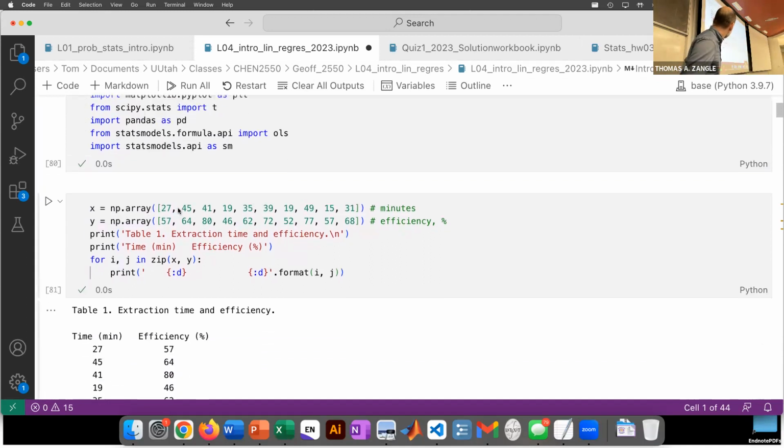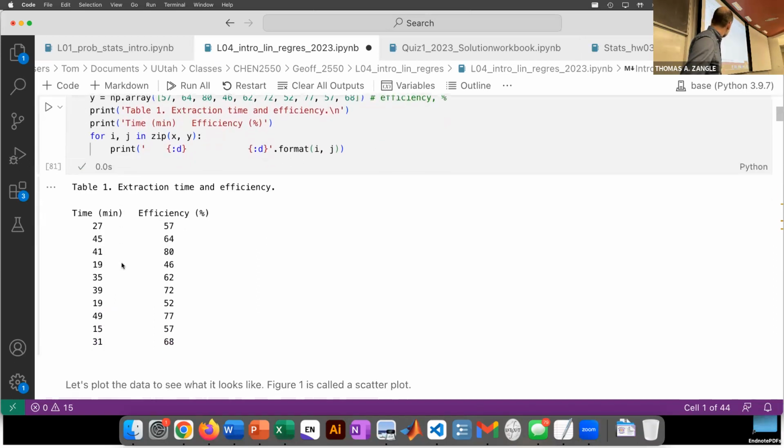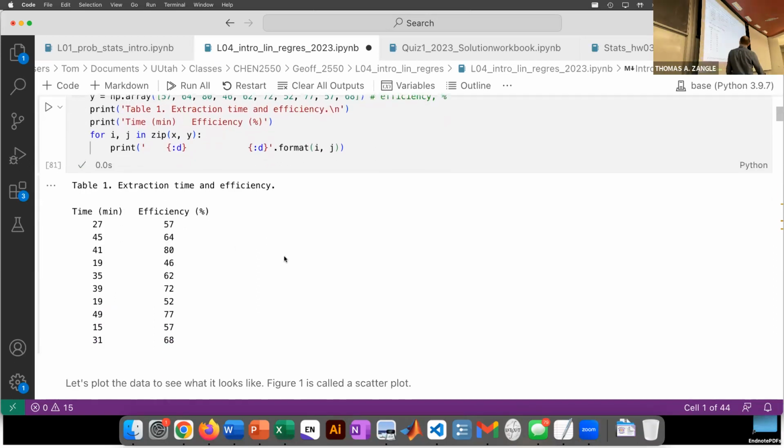But here's our data. We're going to be importing these as NumPy arrays. It's time in minutes, right? Extraction time in minutes, and extraction efficiency as a percent, corresponding. And so here is a table showing that data that we collected for some process. And we can think of this as, maybe we ran this number of independent experiments, and each time we ran for a different amount of extraction time and recorded what the extraction efficiency was.